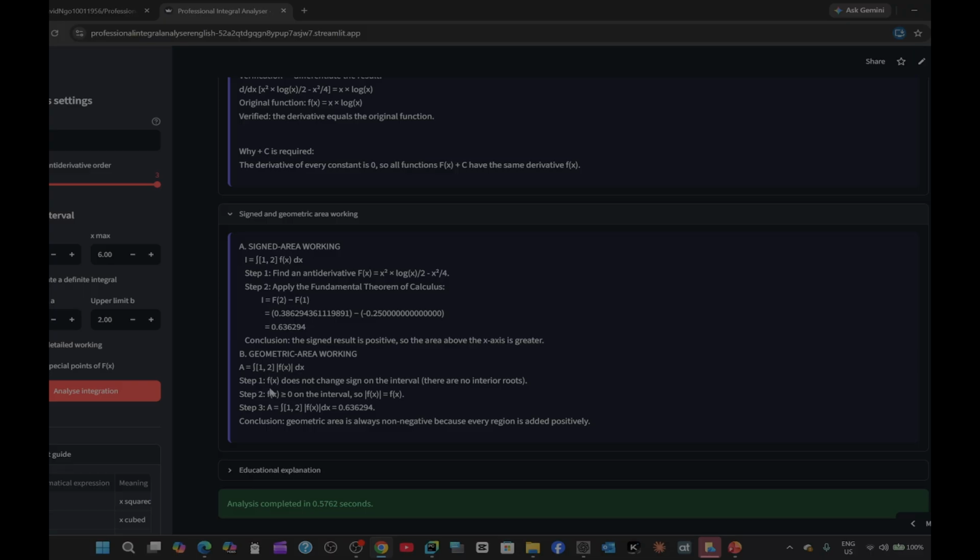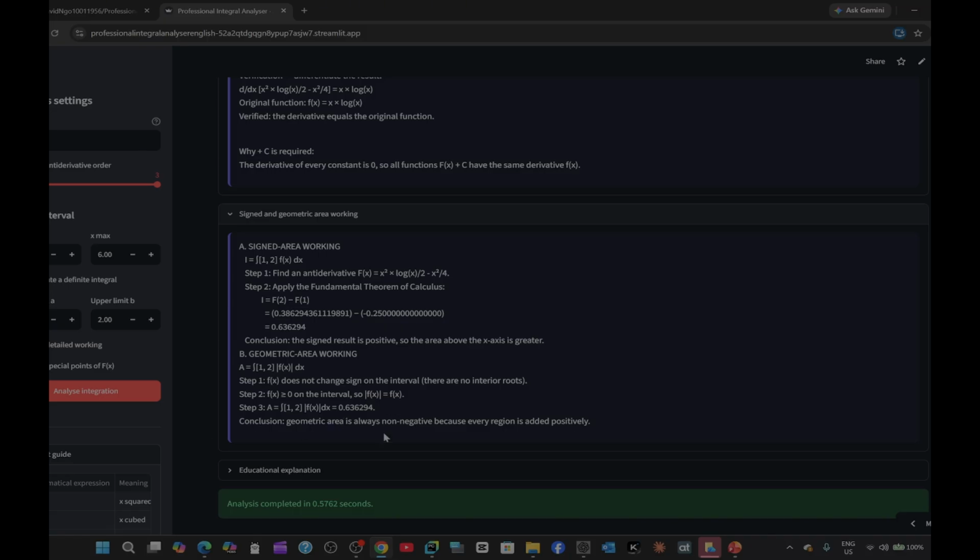In this case, from 1 to 2, f(x) does not change sign on the interval. There is no interior root, right? So no root. So f(x) is greater than 0 on the interval. So they're the same, and all the areas should be right. They give you the same answer, right? Because the geometric area is always non-negative, because every region is added positively, right? So that's why you always take the absolute number.